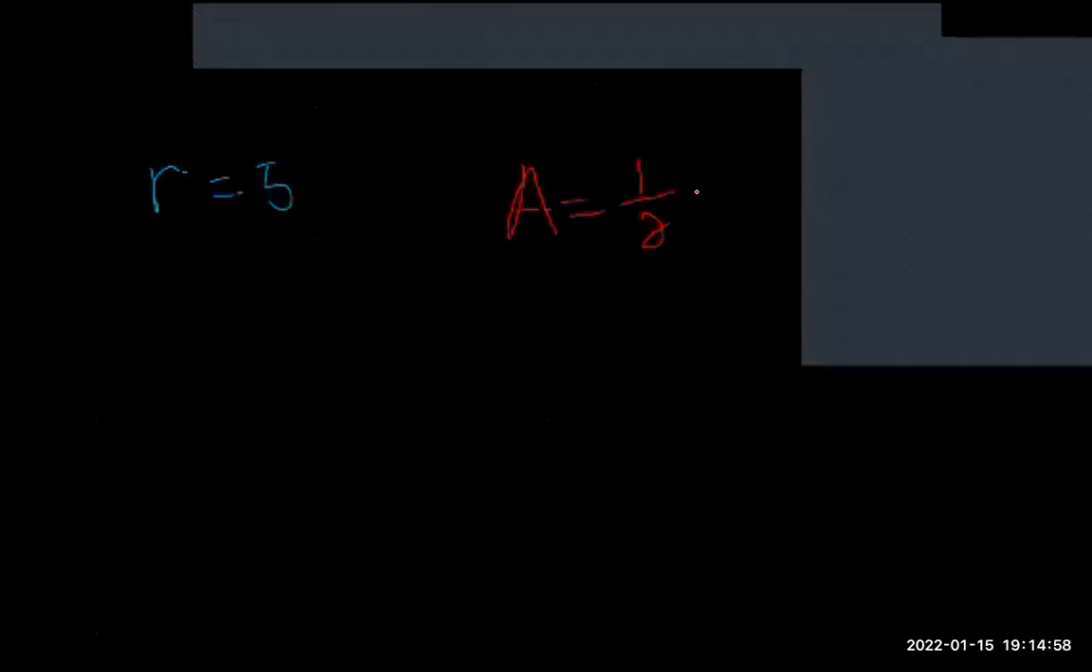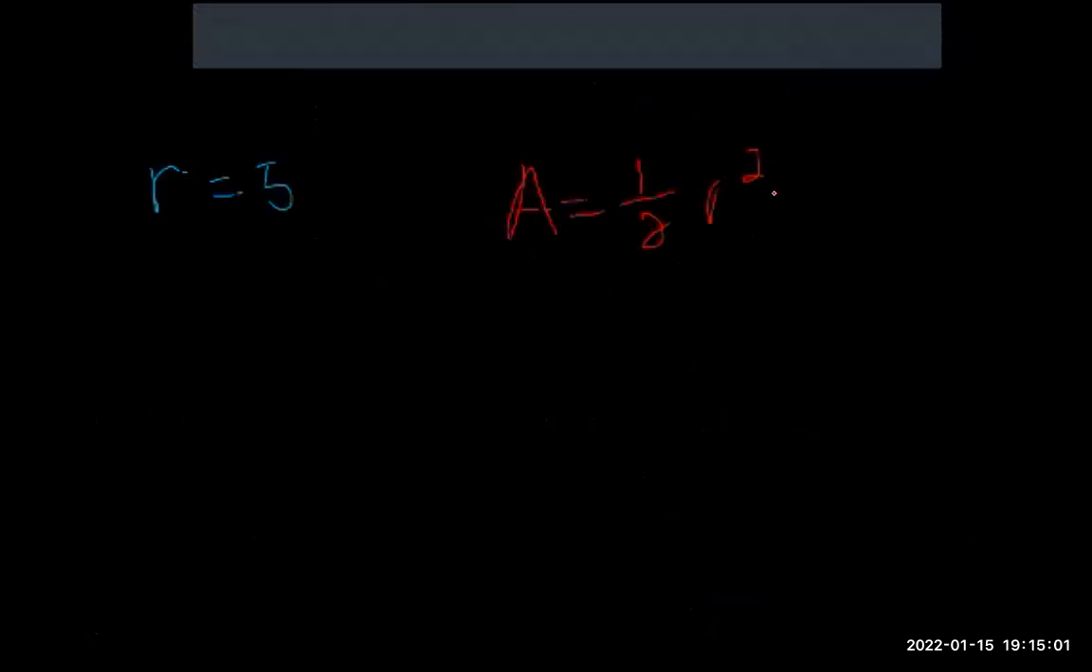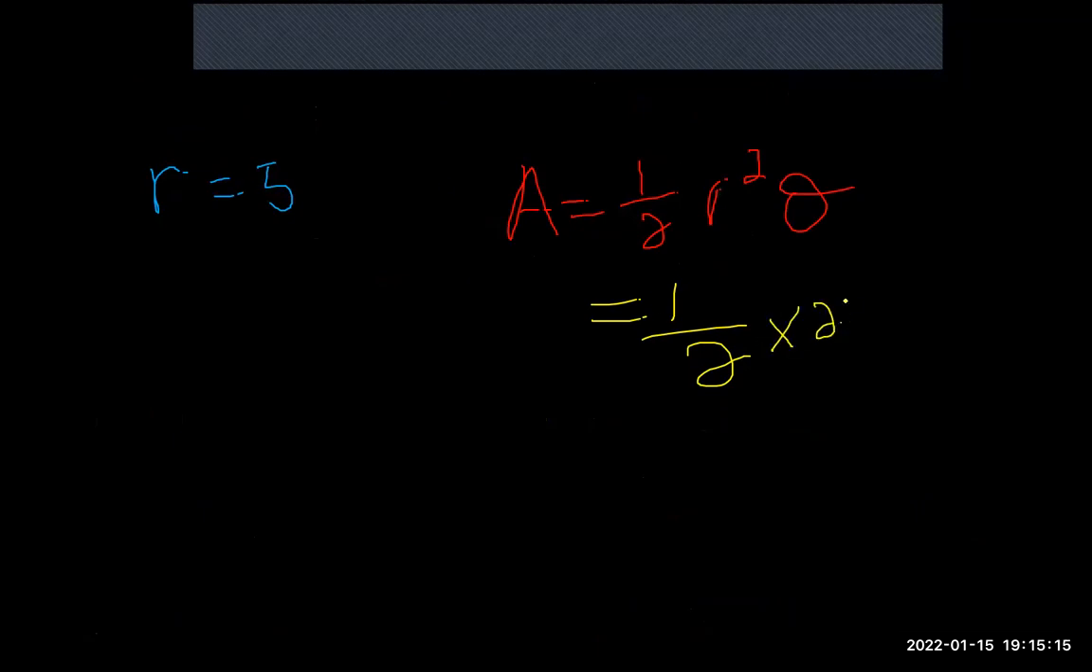After all of that, I just found out that my radius is equal to 5. Now I can find my area. Area is equal to a half r squared theta. Theta is pi on 6. R, we just found out, is 5. All I need to do is substitute my values. That's a half times 25, because 5 squared is 25, times pi on 6.